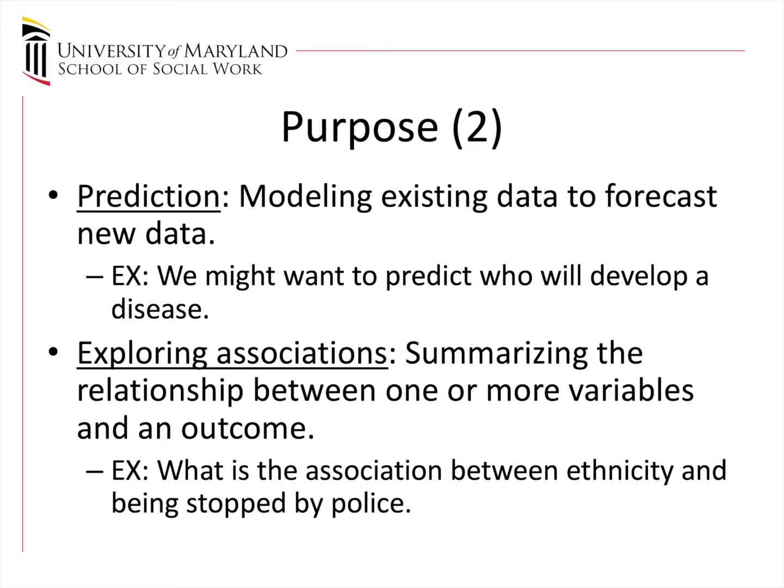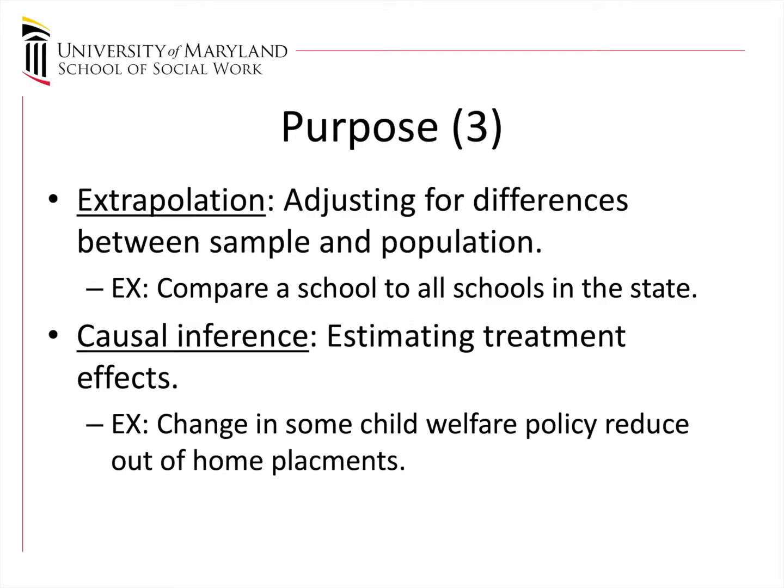The models that we use have several purposes. So we use them for predicting. We want to forecast things. We might want to say who will develop some course of a disease or who will develop some outcome that we're interested in. We're interested in exploring associations, so summarizing relationships between one or more variables. What's the association between ethnicity and being stopped by the police, for example? We might want to extrapolate from a sample to a larger population. So we might have information on a particular school, and we want to say, can we then take this information about this school and apply it to all the schools in the state?